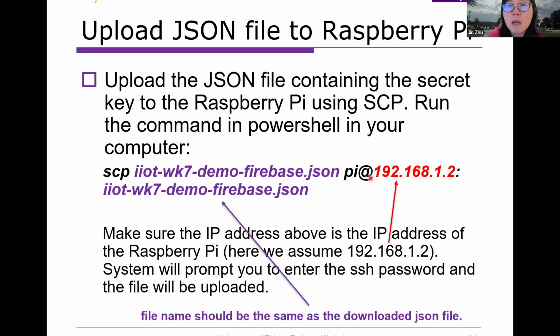And the IP address is your Raspberry Pi's IP address. So you have to change it accordingly. And then this means you will download to the Pi's home path, home directory. And if you want to download it to a different path, then you can also write the full path in front of this file name, okay?